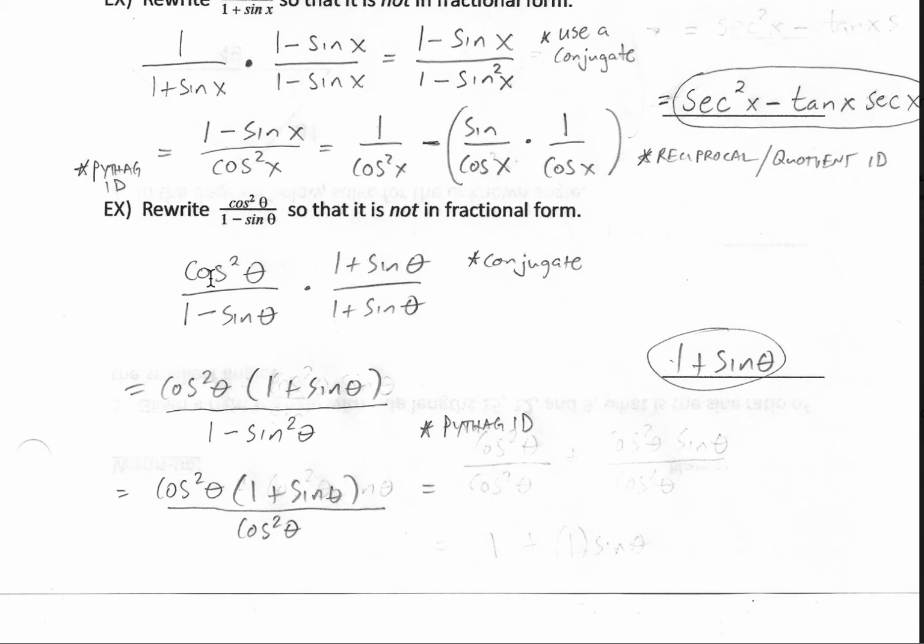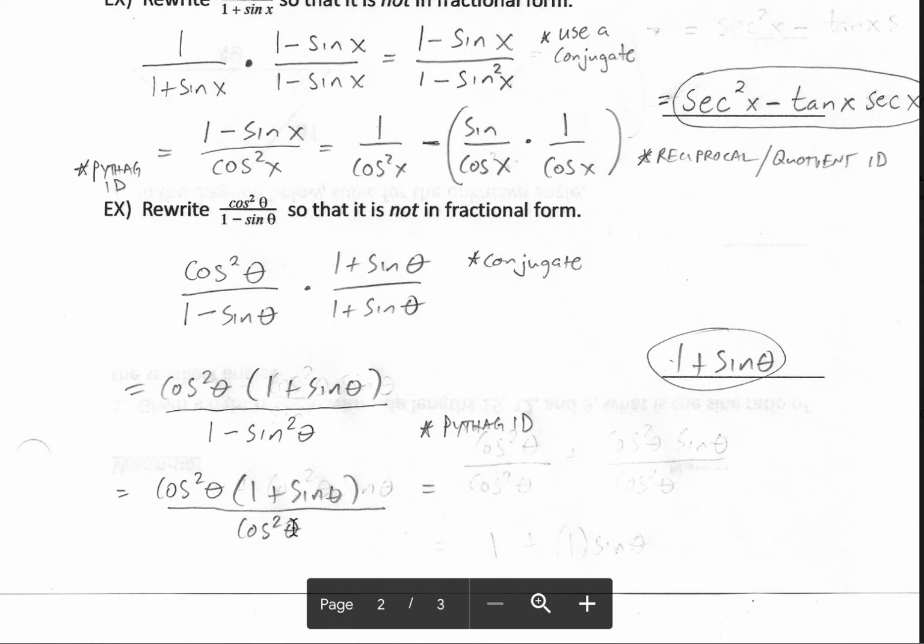On top, I could distribute, but that's not going to help me simplify. Remember, distributing is actually the opposite of simplifying, it's expanding. So I want to keep it in this product form. Don't want to distribute, and I'm going to show you why on the next step. The bottom, though, we got that difference of squares. So we know that its product is going to be 1 minus sine squared. There's our Pythagorean identity. That's equal to cosine squared.